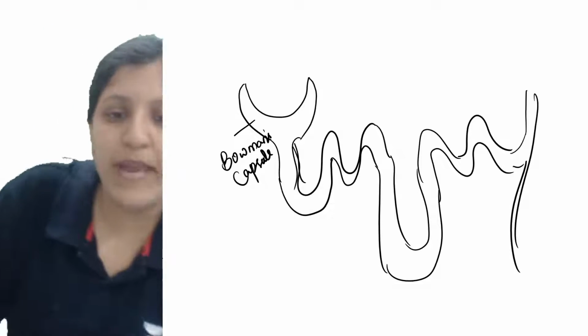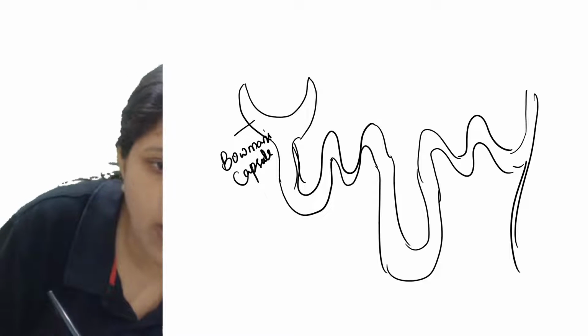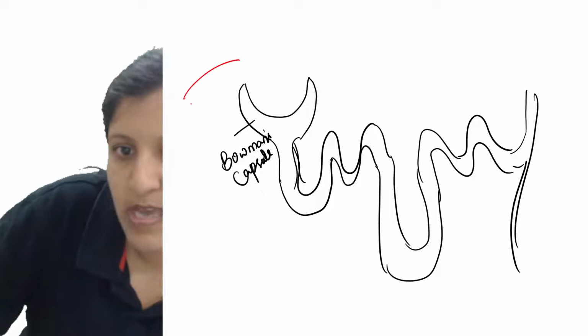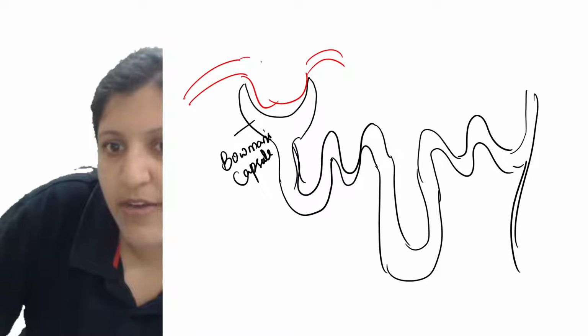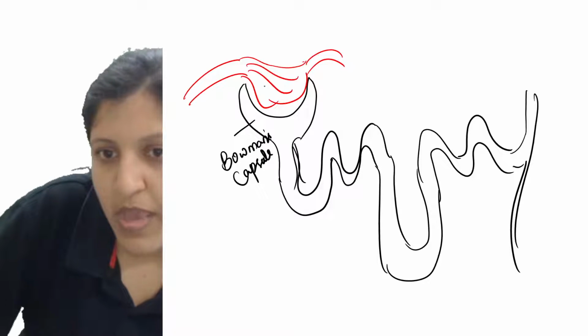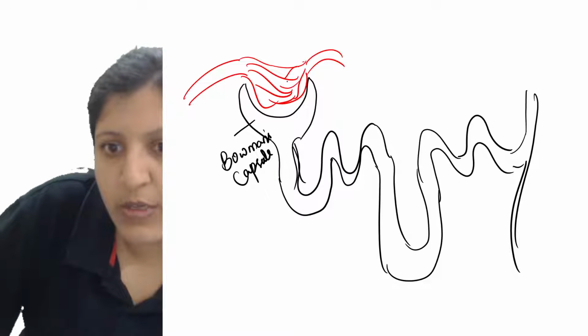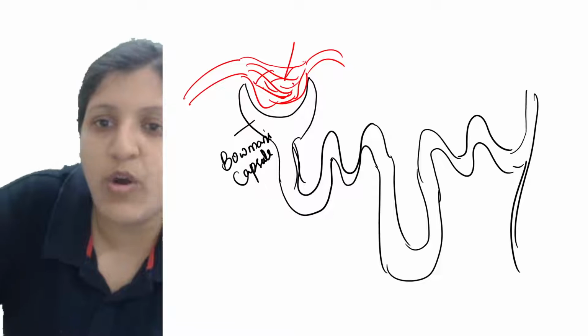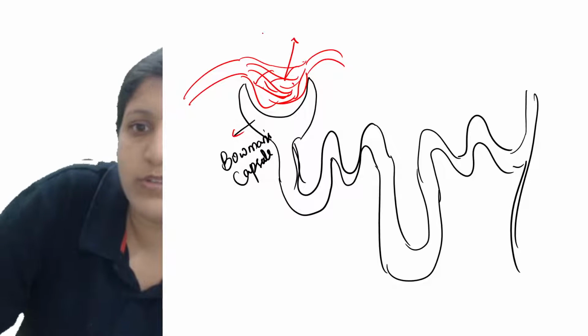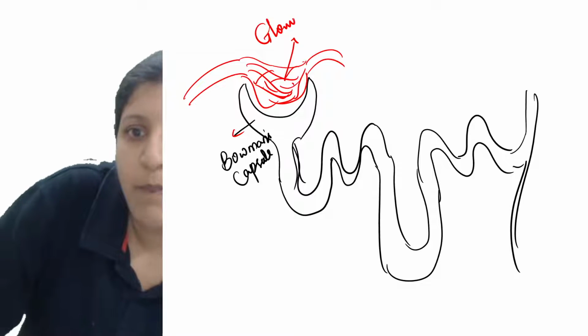So now with respect to this, there are structures. There are arterioles which are running. There is an afferent arteriole which is dividing further, and there is an efferent arteriole. Okay, so this is the afferent arteriole. So there is capillary formation. This one we call a glomerulus. Okay, so this one is the glomerulus.